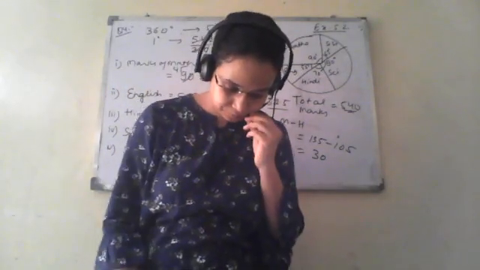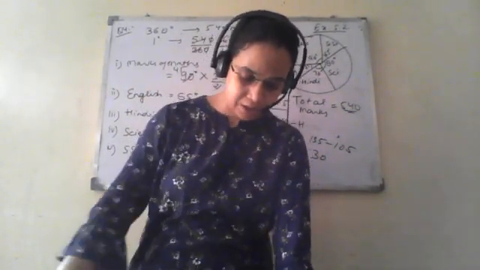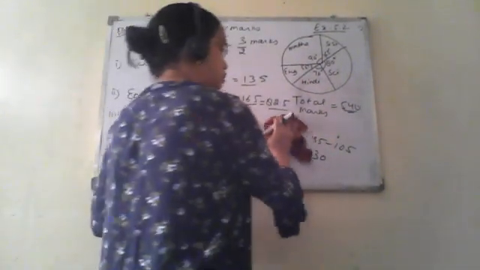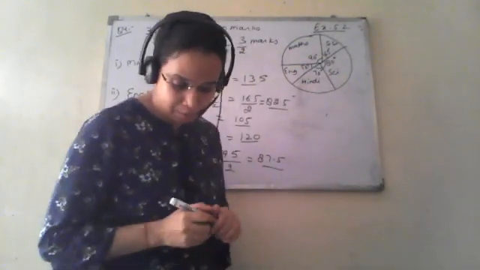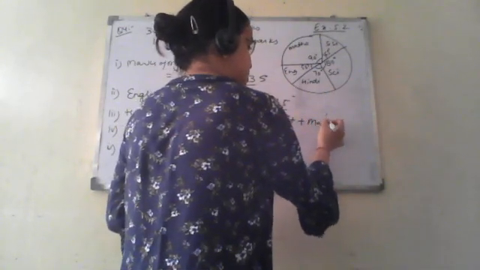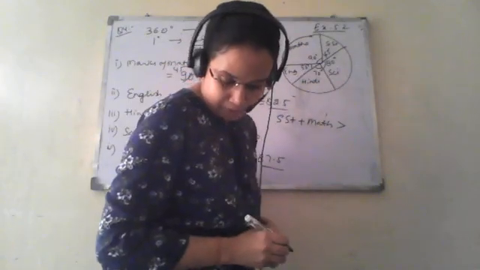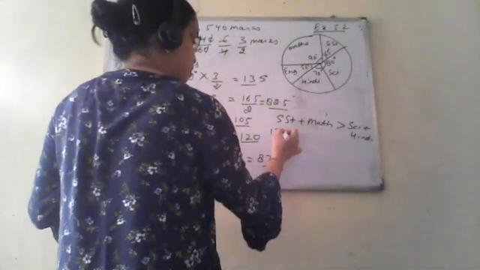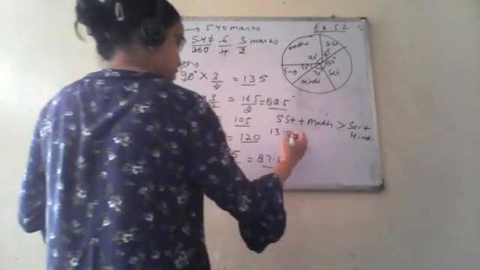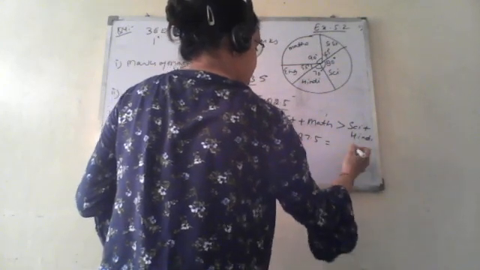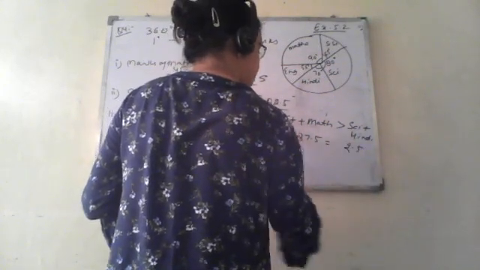Now third question. Examine whether the sum of marks obtained in SST and maths is more than science and Hindi. So we have to see whether marks obtained in SST and maths, that is SST plus maths, is more than marks obtained in science plus Hindi. So maths is 135 and SST we have 97.5. So what is the total?